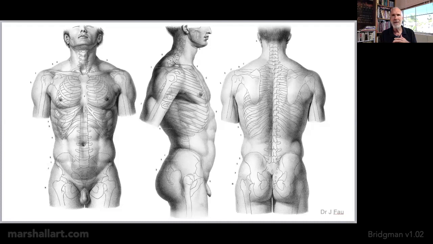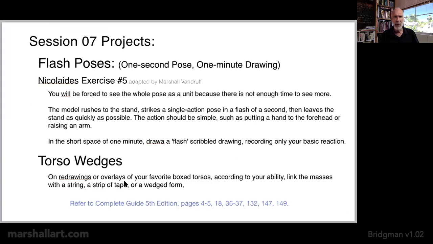But the reason I'm taking the time to do this is to orient us. To just remind us, we got 3 sets. Each one pulls. They pull against each other. They pull against gravity. And we want to simplify enough, because you're not going to do anatomy studies this week. What is the job this week? On redrawings or overlays of your favorite boxed torsos. If you're advanced, beach balls and eggs.